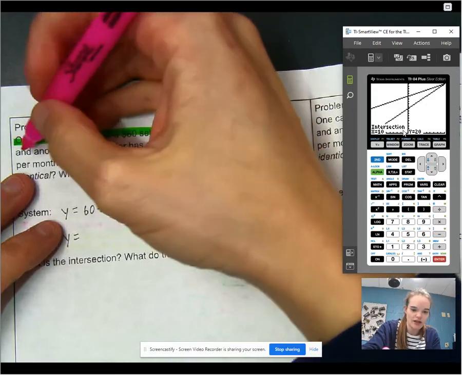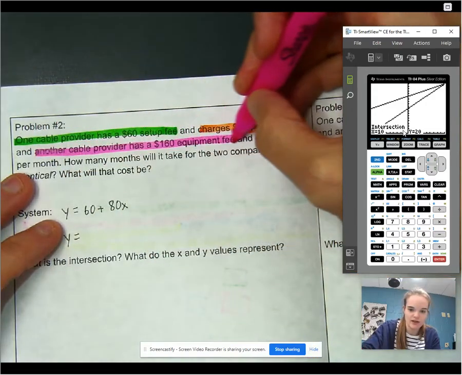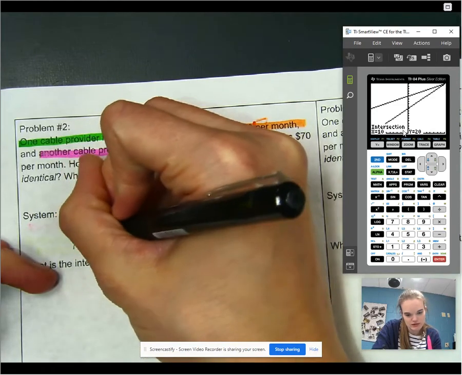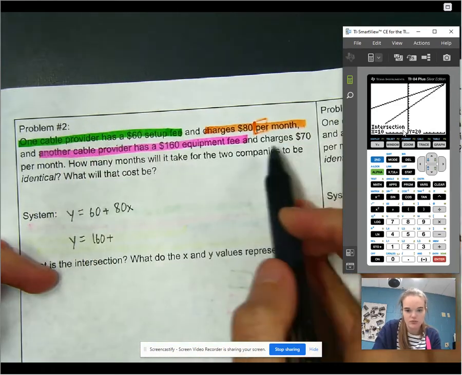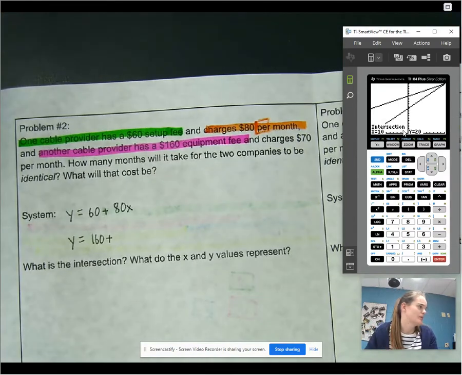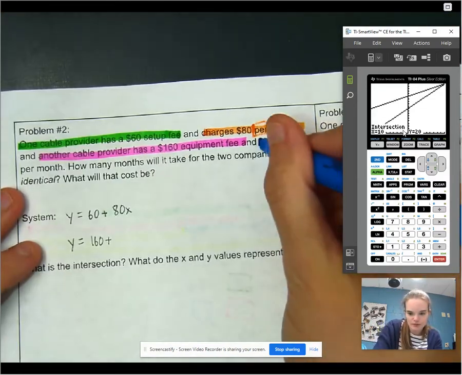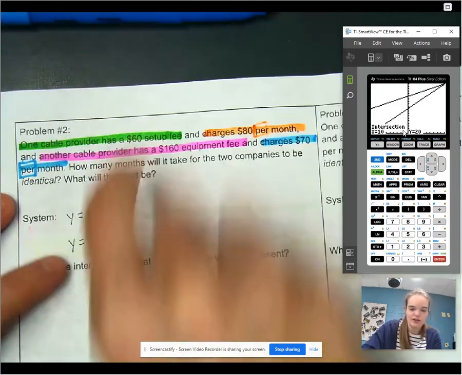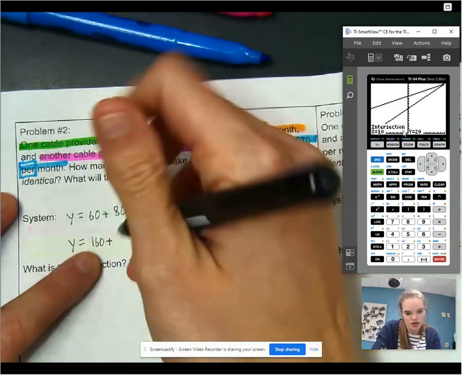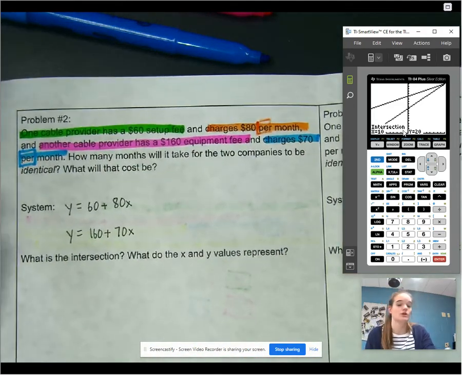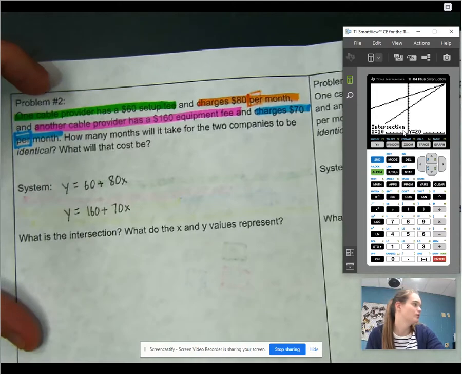Okay. Another cable provider has a $160 equipment fee. That's expensive. And so plus, charges $70 per month per, again, it's the variable. So while it seems like this one is awful because they charge $160 to start off, it's really going to depend on how long you keep or want to keep that company, the cable.